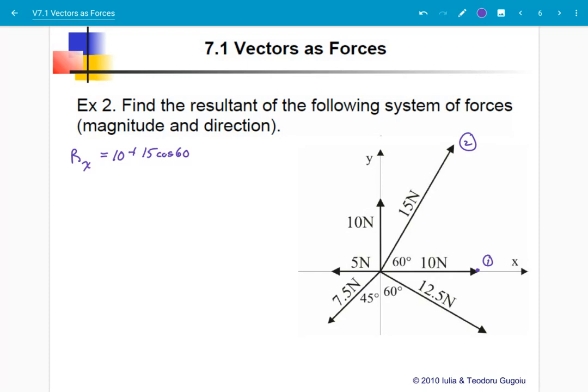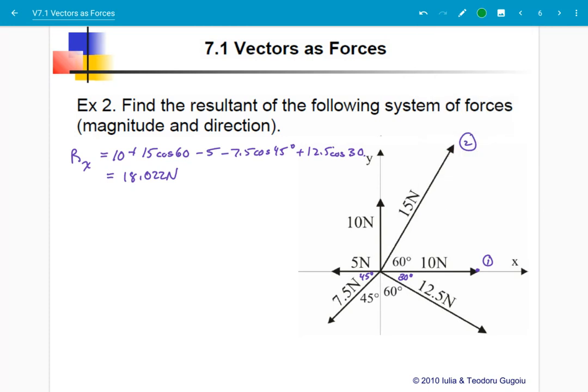The 10 newtons going straight up doesn't have a left or right component, or an x component. Minus 5. Minus 7.5 cos of 45. Right, because 45 is here as well. And then we have, this is 30, so we have plus 12.5 cos of 30. And get a grand total of 18.022 newtons.